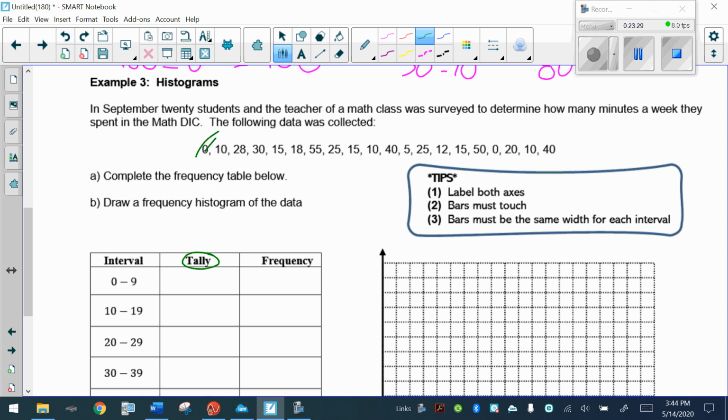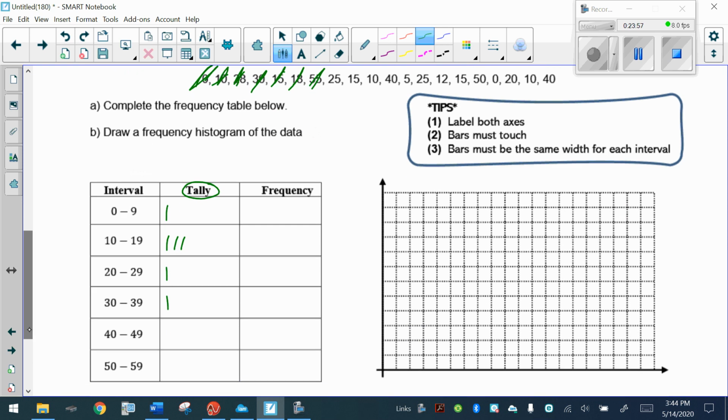So the first number is 0. Well, that falls in the first interval, 0 to 9. So I'm going to put a tally. 10. 10 falls between 10 and 19. 28. 30. I wish I already did it so that I could now just hit a fast forward button, but I don't have one. 18. 55.